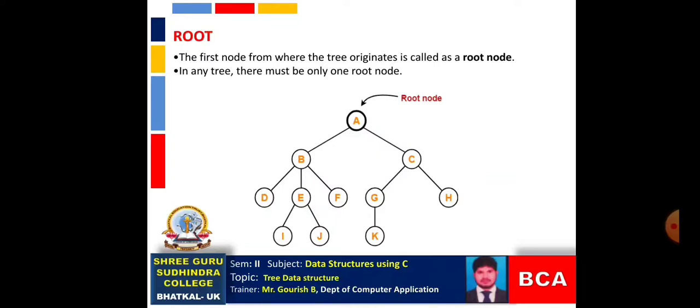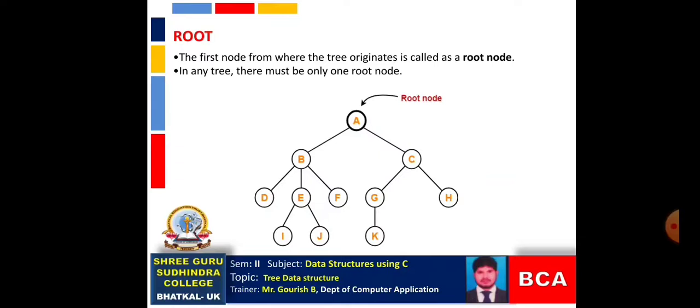Root node. See, generally a tree grows from bottom to top, right? But in data structure, a tree grows from top to bottom. That is the reason the root of the tree is at the top level, right? So here, A is the root node of the tree. Remember this point: the root node is at the top. The first node from where the tree originates is called the root node, right? In a tree there must be only one root node.